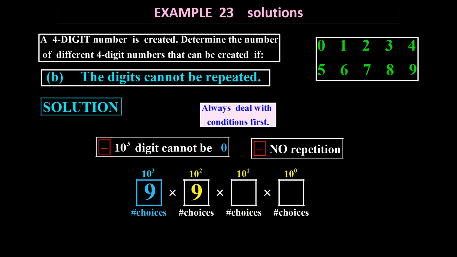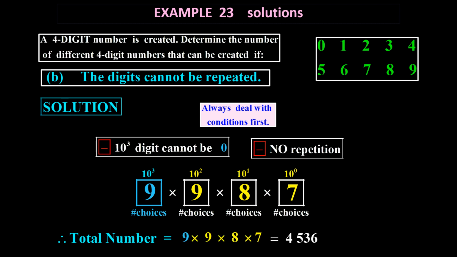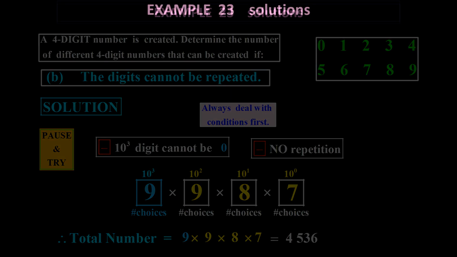How many have I used thus far? 2. So I have 8. So I've used up 3 of the numbers, so I still have 7. So if digits cannot be repeated, I have 9 times 9 times 8 times 7. And that gives you 4,536.